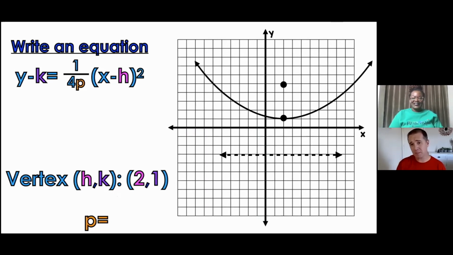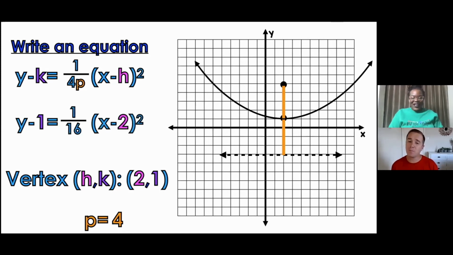You've given me the focus up there at (2, positive 5). All right, so my p value here is going to be 4 because my vertex is 4 units below that focus, and that means that my directrix is going to be 4 more units below that, right? So p is equal to 4. That means my equation is y minus 1 equals 1/16 times (x minus 2) quantity squared. My equation for my directrix is y equals -3, and my focus is at (2, 5).